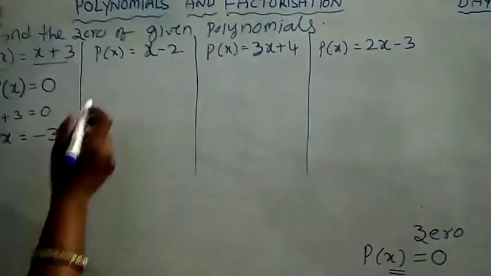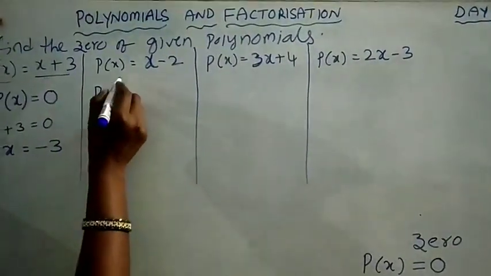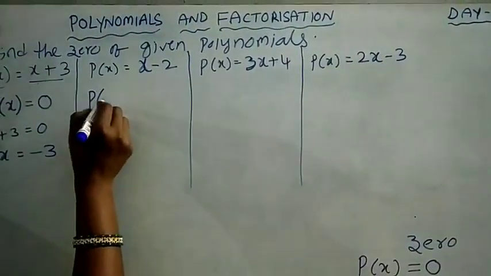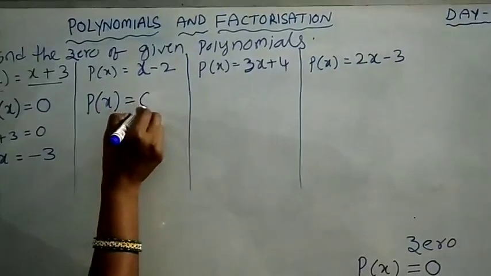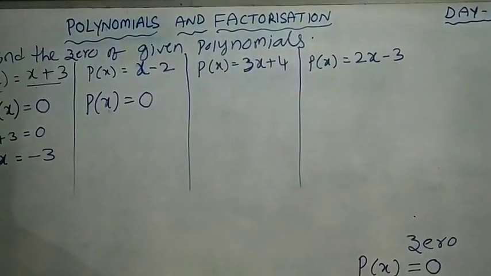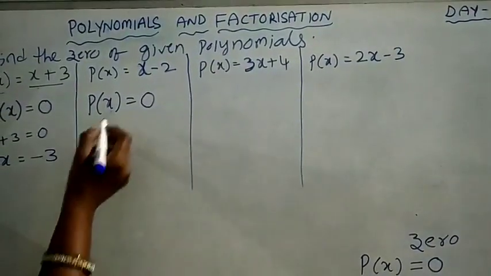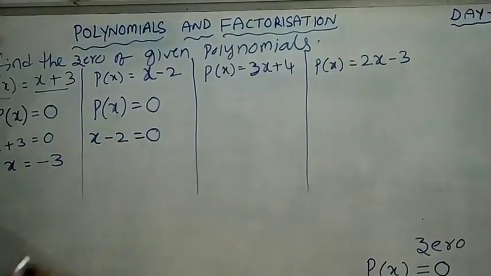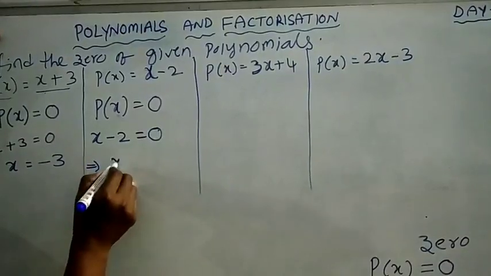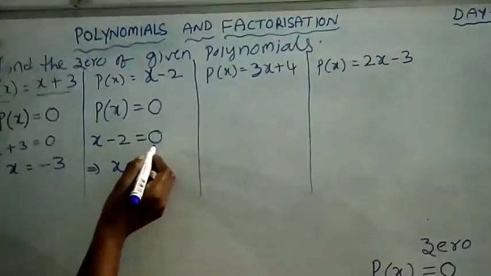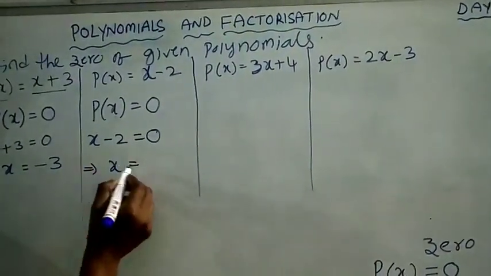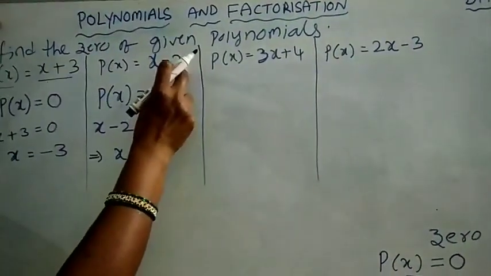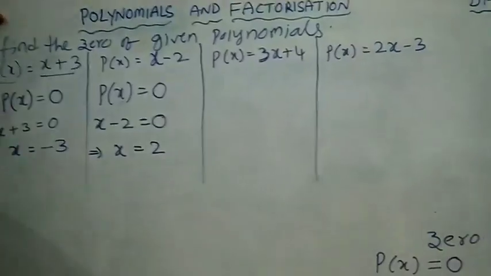Okay, children. Now, we will see one more problem. P of x is equal to x minus 2. So, to find the zero of this polynomial, we have to write P of x is equal to 0. So, that means x minus 2 equal to 0. That implies if x minus 2 is equal to 0, what is x here? 2. So, the zero of this polynomial x minus 2 is 2.